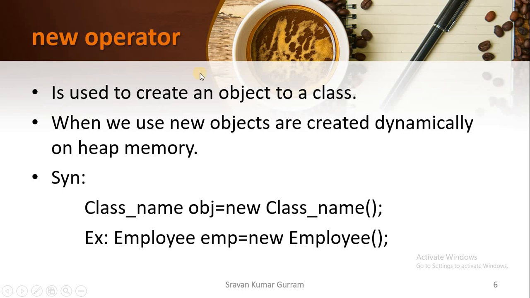Next operator is the new operator. We implemented it multiple times in our course. Generally it is used to create an object. When we use the new keyword, it creates the object dynamically on heap memory. Then how to use the new keyword? Class name, space, object name, assignment, new. It is an operator, and then class name.